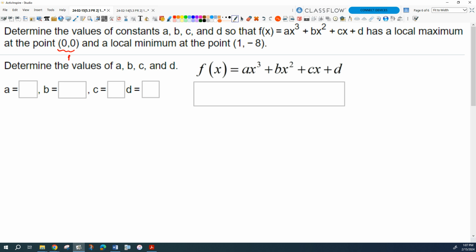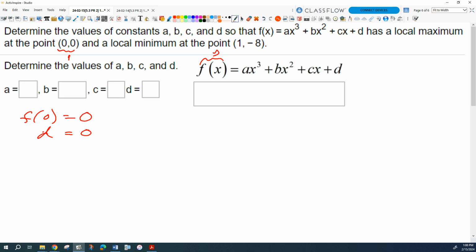So what does that tell me if it goes through that ordered pair? When x is 0, y is 0. So I should be able to take my original equation, and I know that my output is just y. So y is 0 when x is 0. If I let x and y both equal 0, this point is just saying f of 0 equals 0. Well, f of 0 is going to give me a times 0 cubed plus b times 0 squared plus c times 0 plus d, and that equals 0.